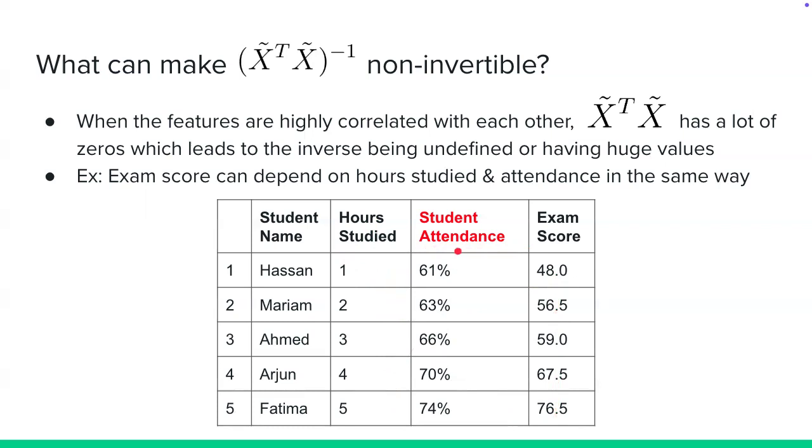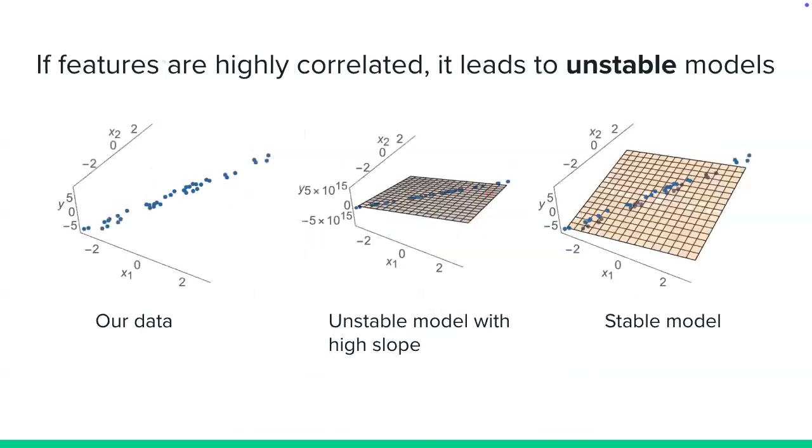If a student comes to class more, they might study for more hours. That is not always true, but in this data set, that is true. So exam score can depend on the hours studied and the attendance in the same way. So this is a visual example.